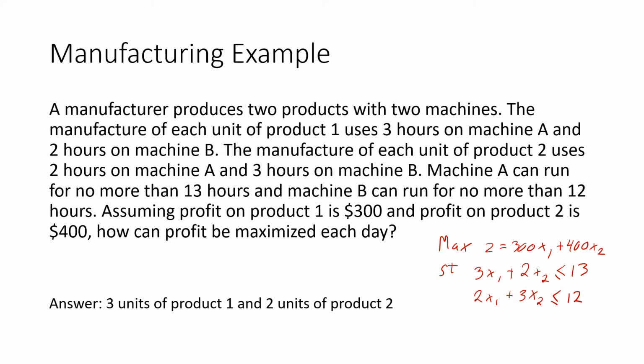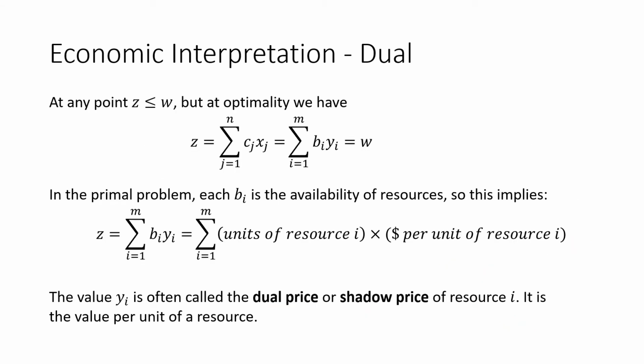When you take this and you solve it, you get 3 units of product 1 and 2 units of product 2. That's our optimum. So keeping in mind that the answer is x1 equals 3 and x2 is 2. Now, let's take a look at the dual for this.